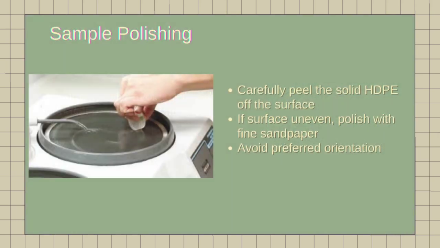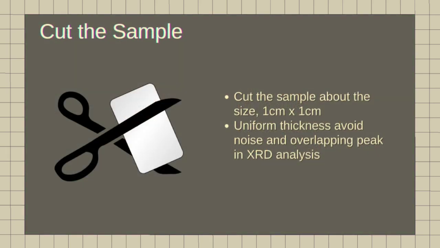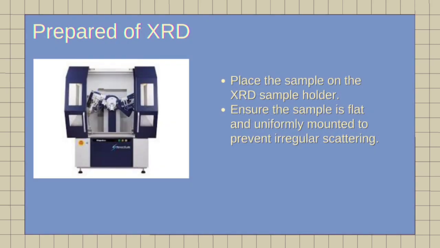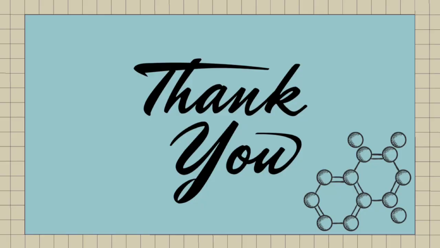Next, carefully peel the solid HDPE off the surface. If the surface is uneven, polish with fine sandpaper. Cut the sample to a size of about 1 by 1 cm and ensure uniform thickness. Avoid noise and overlapping peaks in XRD analysis. Now, the sample is ready for XRD analysis.